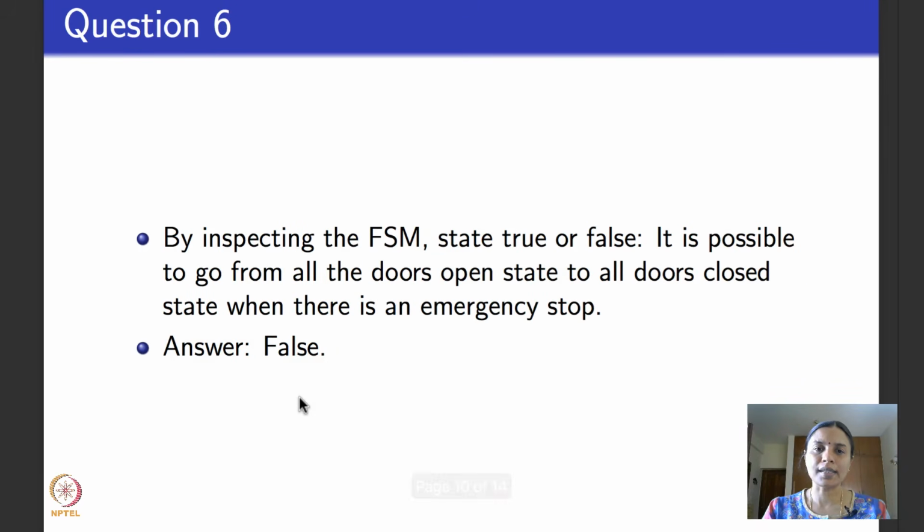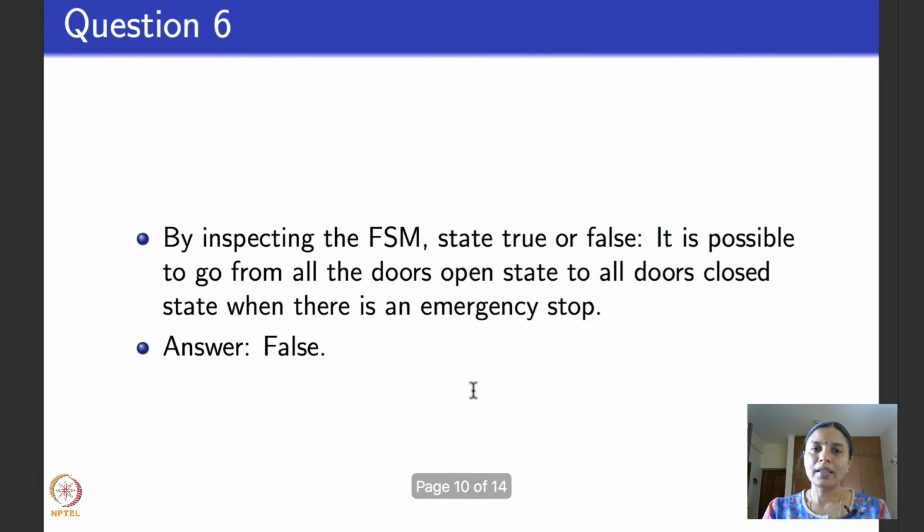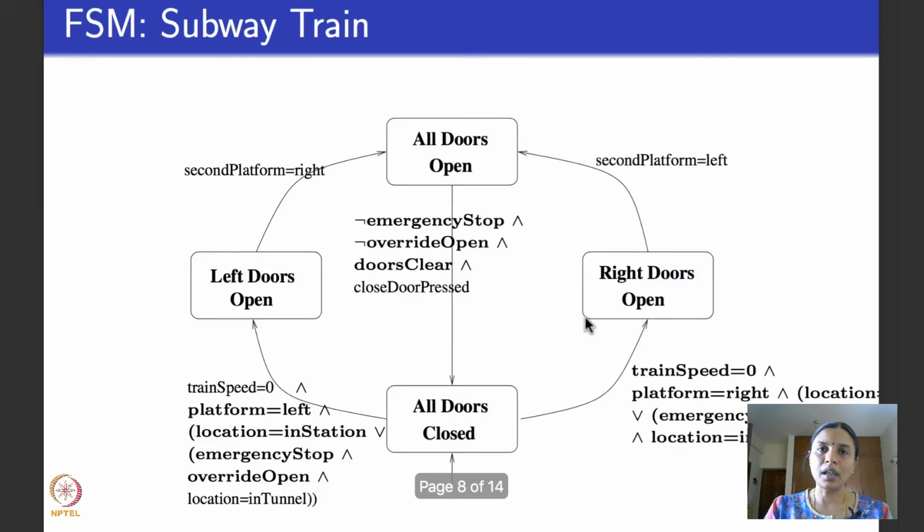So the next question says, manually inspect the FSM, which means study the FSM, and state true or false for the following question. It is possible to go from all doors open state to all doors closed state when there is an emergency stop. So let's go back and inspect the state machine. The state that we are considering for transition out of is the state all doors open. The state that we are considering to transition into is the state all doors closed. And the question says, I can go from this state to this state when there is an emergency stop. So let's look at the guard in that transition.